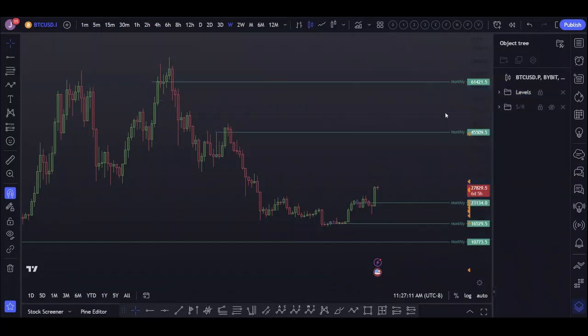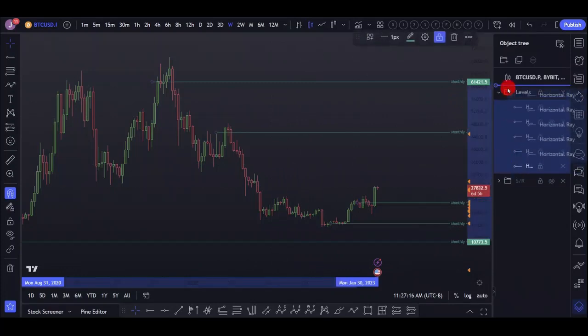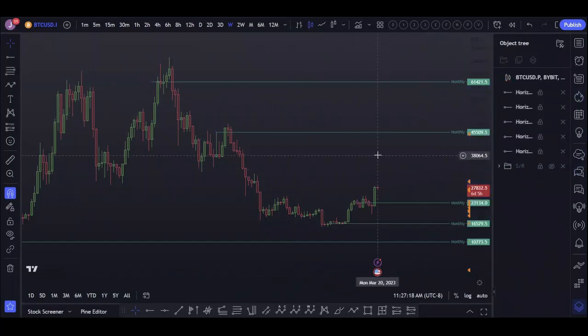If you want to do this, let me just take all of them out, and let's start from the beginning since you didn't see me do that, just in case you don't know how to do this. So these are all of our levels that we had marked out, and we can find them here in our object tree. That's at the bottom right hand corner of our TradingView screen.